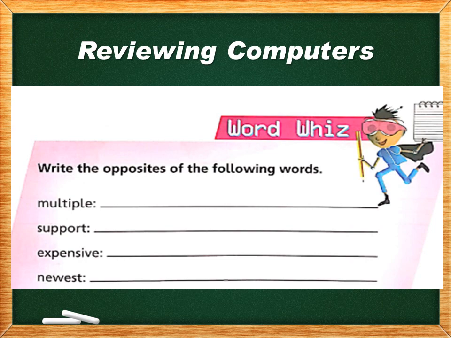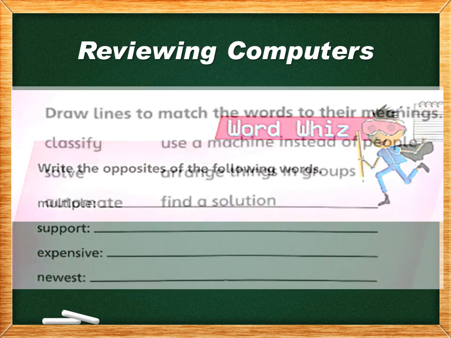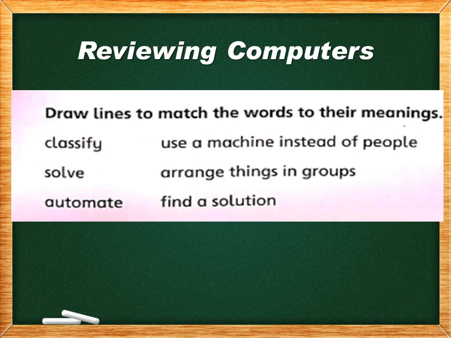The opposite of the word support is oppose. It's OPPOSE. Okay. Then the third word is expensive. The opposite of the word expensive is cheapest. It's CHEAPEST. And the last word is newest. Okay. The opposite of that word is oldest. It's OLDEST.